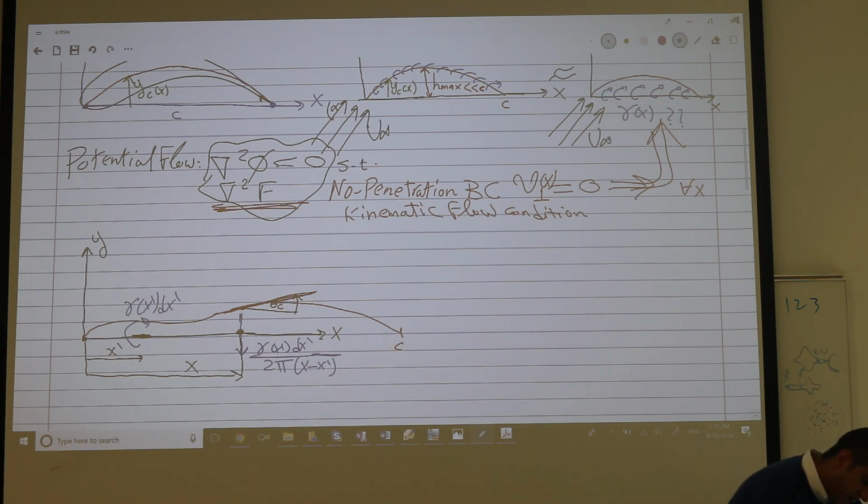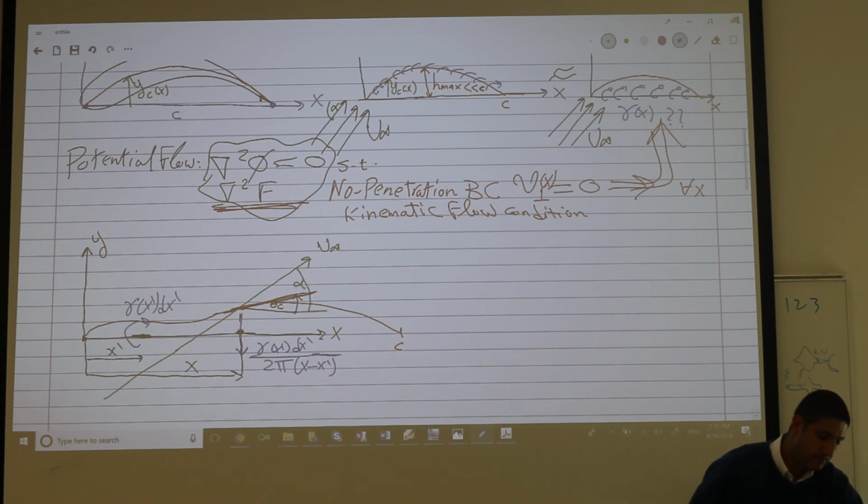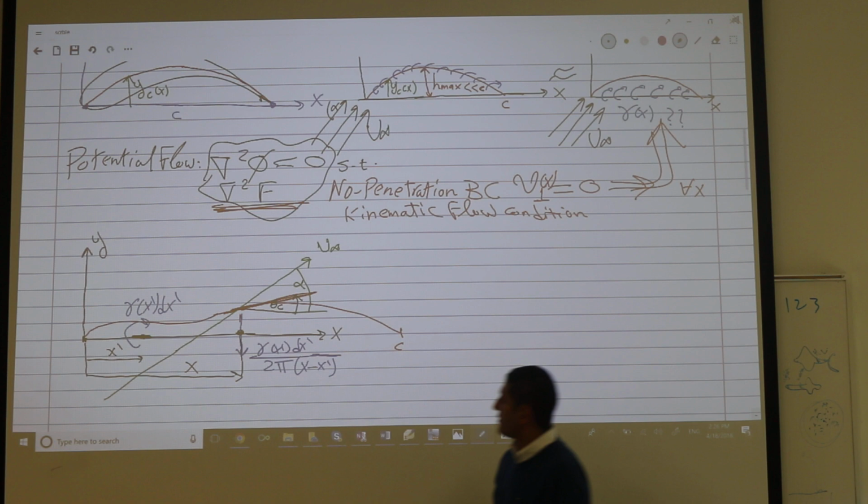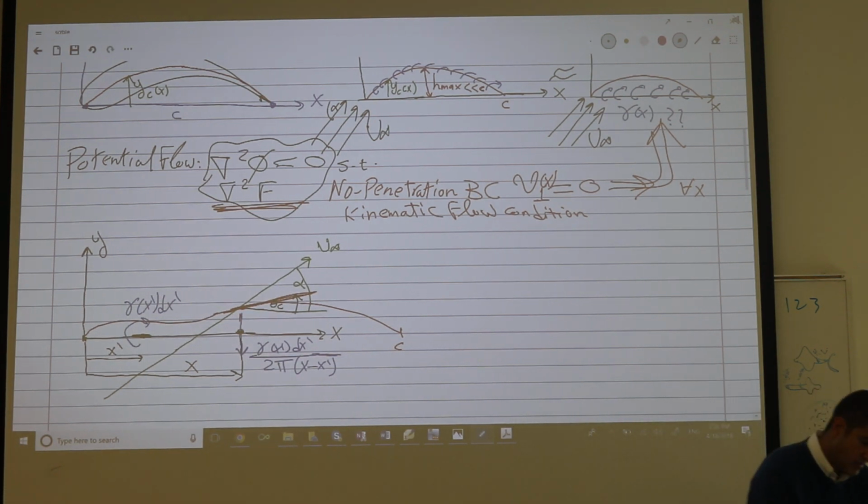And we have u infinity right here. This is u infinity. This angle with the horizontal is alpha, okay? So this small angle is alpha minus theta camber. I need the normal component, this normal component.